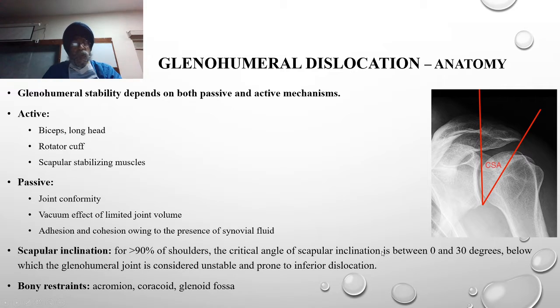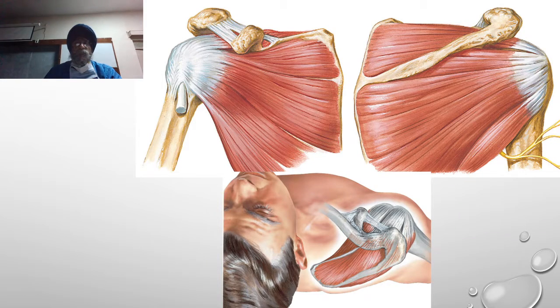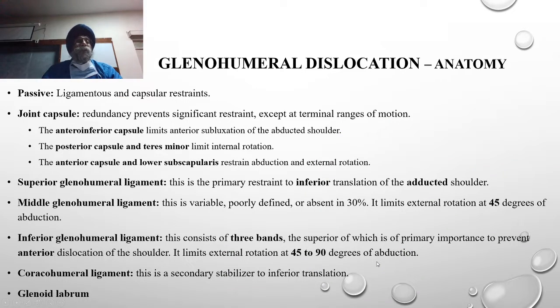Bony restraints: acromion, coracoid, and glenoid fossa. These are the bony restraints. These are the muscles of the rotator cuff: supraspinatus, subscapularis. This is supraspinatus, infraspinatus, and then teres minor. This is the posterior view, this is the anterior, and this is the superior view. Then passive is the ligamentous and the capsular restraint.